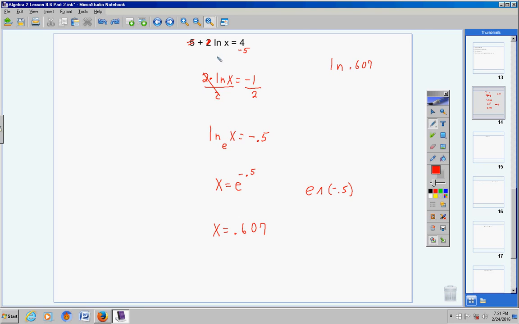Now in this case, my base did not have an x. My base had an e. So I didn't have to worry about checking my base, okay? But later on we're going to do some problems where your variable is in the base. And when that happens, you've got to make sure your base is not negative. Alright, let's try another one.